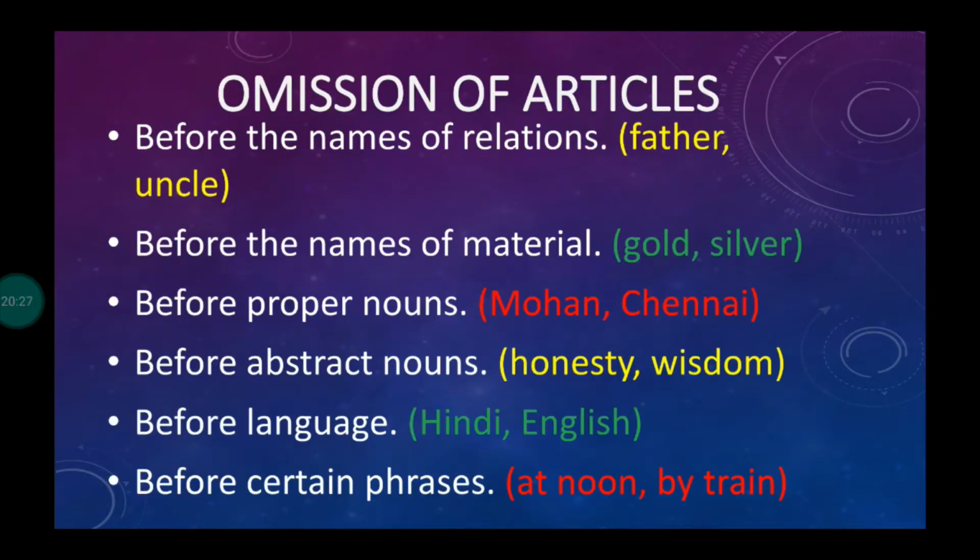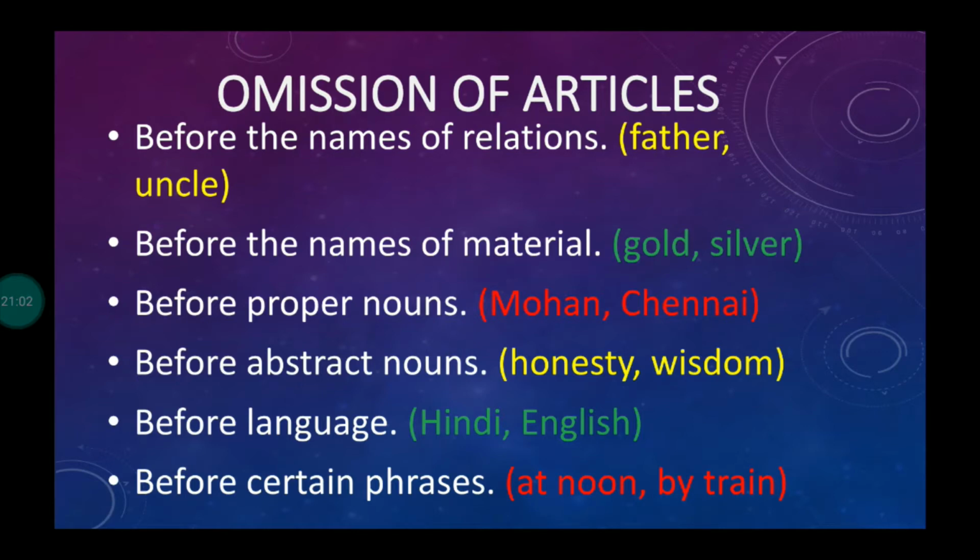Now, there are certain other times when we omit articles. We omit them before names of relations. Like you don't say the father, the uncle, the mother, the brother. So before names of relations, people who are related to you, you never use the. You don't say the father, the mother, right? Then we also do not use the before gold and silver. You don't say I went to the jeweler and bought the gold, the silver. We never use the before materials or metals.